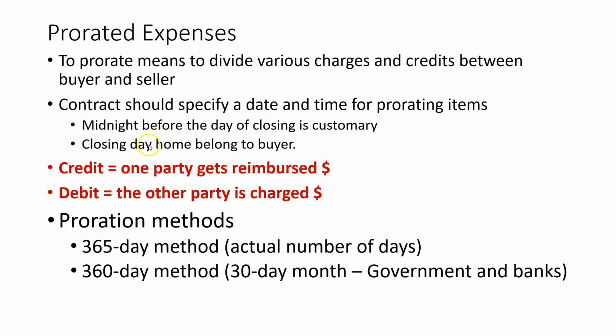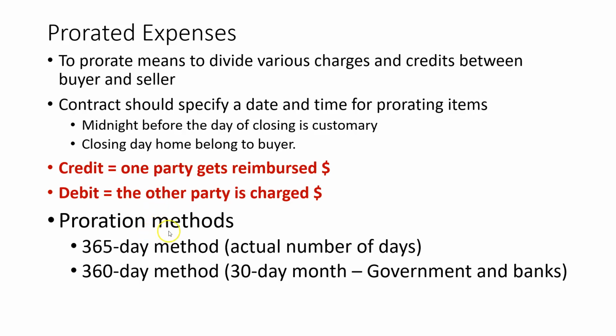The contract should specify a date and a time for prorating the items so we know exactly in advance what day the closing is meant to happen, because we've got to work some things out in advance. Sometimes a party will have to be given some money from the other side, and therefore that would be, for instance, credit the buyer. Sometimes the party has to pay out to the other side. Okay, so it will be debit the buyer or seller, whatever the case.